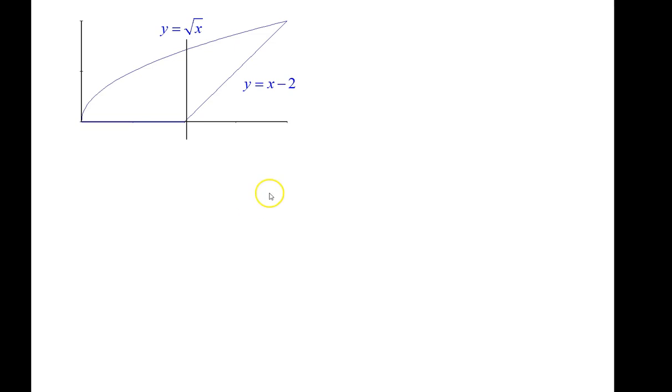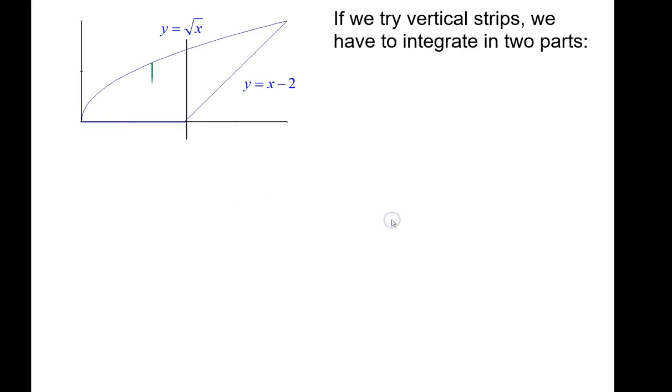All right, so let's take a look at this example. So we've got two functions. This time we've got y equals the square root of x, so that's the radical function here, and then y equals x minus 2, that's the line. I've put this black line here just to sort of subdivide this into two regions, and you'll see why I did that in just a minute.